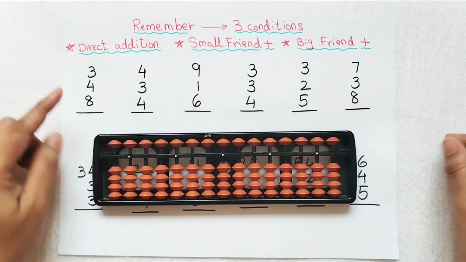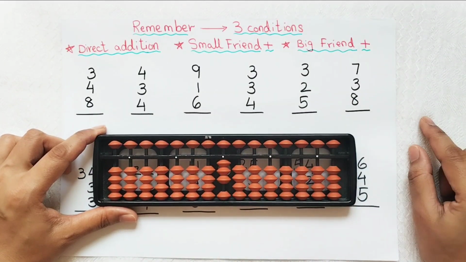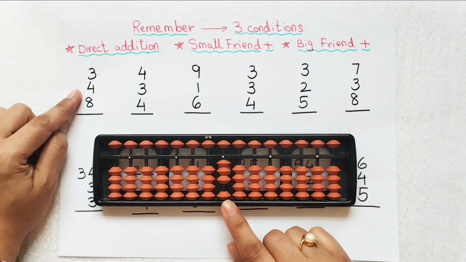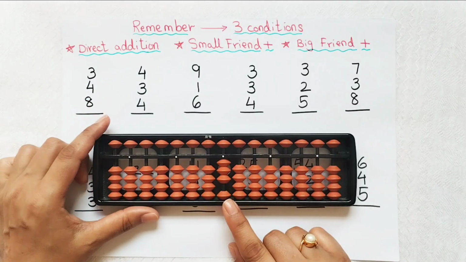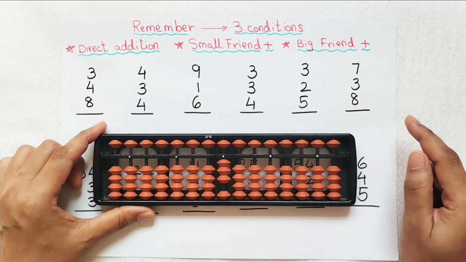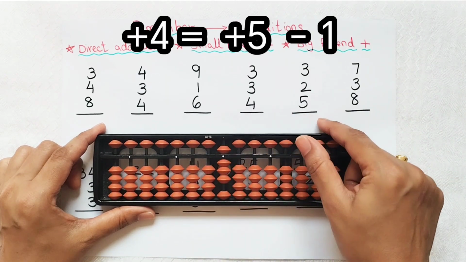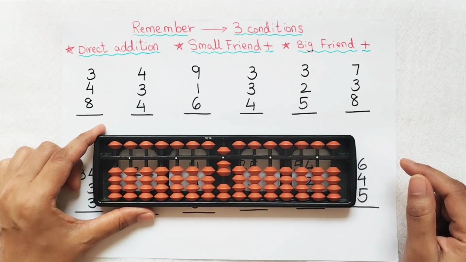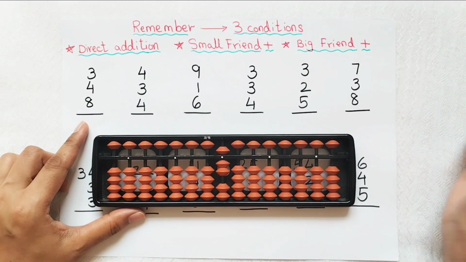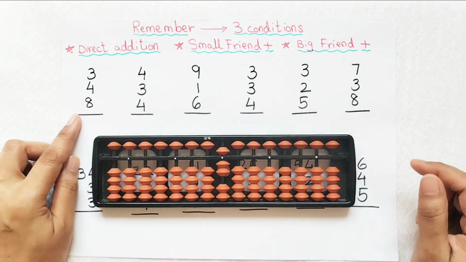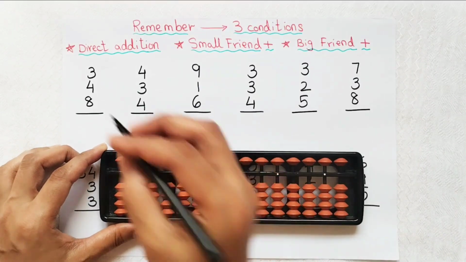Okay, let us begin. First one, 3 plus 4 plus 8. 3. Place the number first. 3 plus 4. Now, direct addition. Is it possible? No. Small friend. Is it possible? Yes. We can use small friend here. So, what is the formula for plus 4? It is plus 5 less 1. Okay. Next is plus 8. We all know 8 is a big number. So, what is the formula for plus 8? It is plus 10 less 2. My answer is 15.